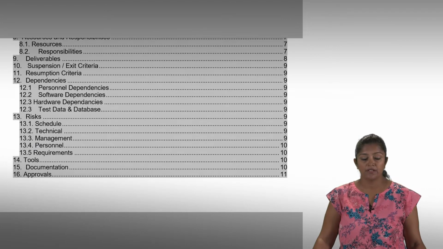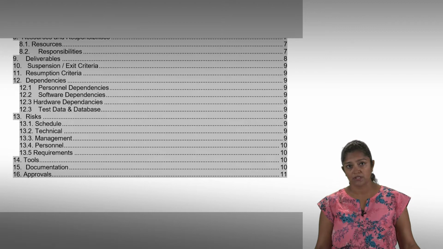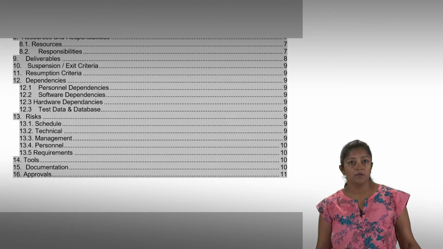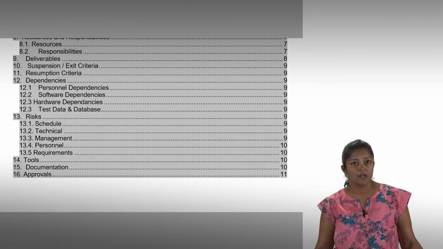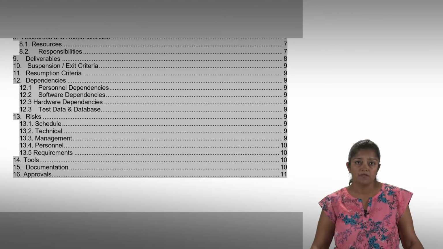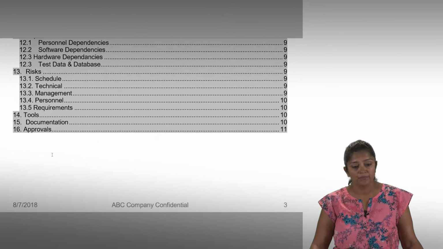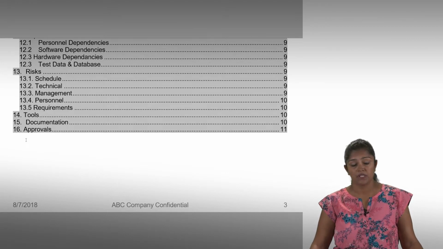Section 13 is related to risks. Any kind of risks are analyzed and listed. These risks could be related to schedule, the technical aspects, the management or personnel working on the team, or the requirements. So if there are risks, if it's applicable and if it makes sense, that's when they're listed in this section.